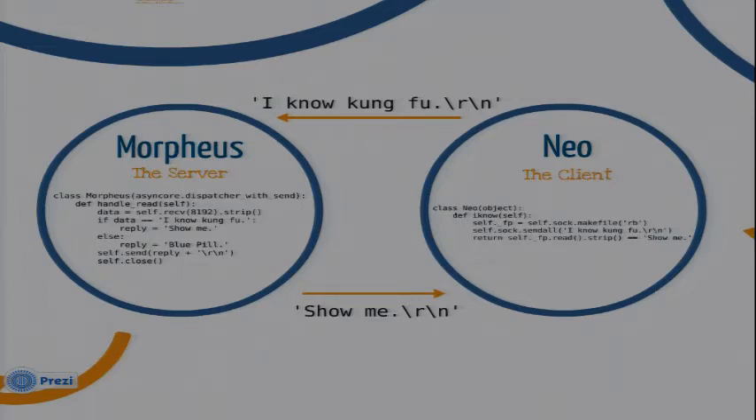The second one is, how can we test the false return in the client method? Because in this case, of course it's a fake, but we can never receive something different from "show me".